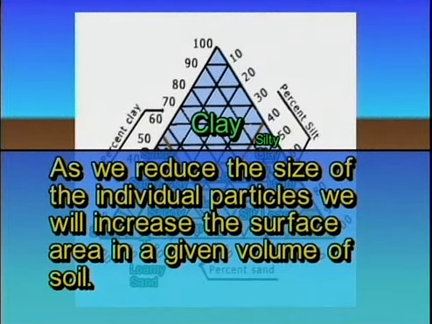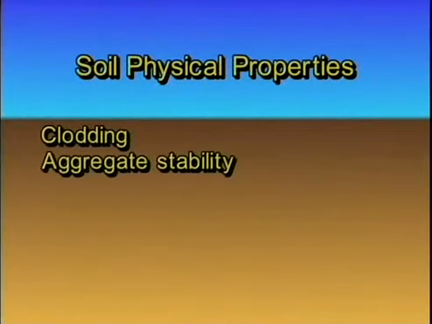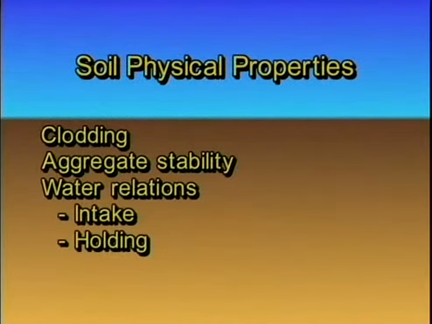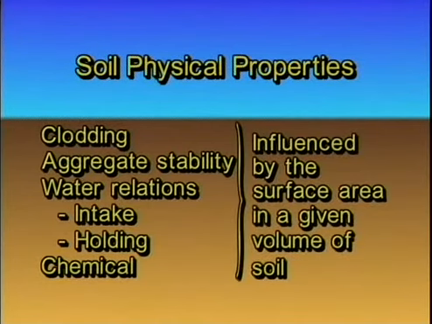And when we're talking about soil physical properties, things such as the tendency to fit together into aggregates or clods, the aggregate stability of the soil, the water relations in the soil, such as intake and holding capacity, and also, to a certain extent, some chemical properties, such as the ability of that soil to hold ions on the soil particle surfaces. These are all greatly influenced by the surface area in a given volume of soil.